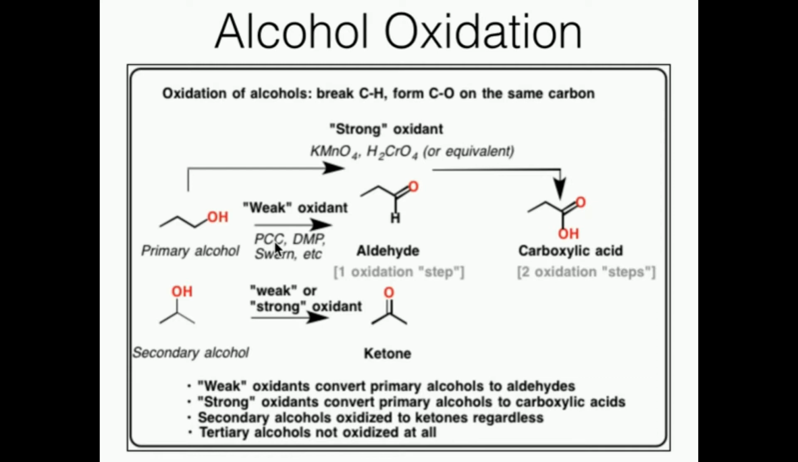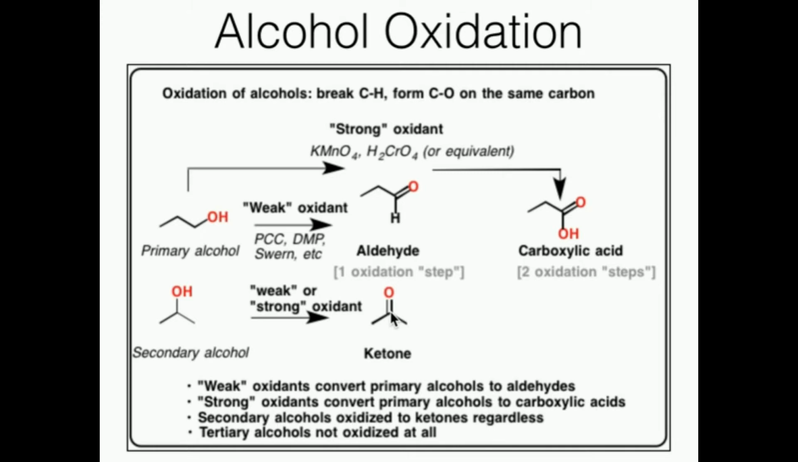Weak oxidants, no matter whether you're dealing with a primary or secondary alcohol, PCC and other weak oxidants will always turn this carbon-oxygen bond into a carbon-oxygen double bond. Notice if we start with a primary alcohol, this carbon-oxygen single bond, if we use a weak oxidant, gets converted into a carbon-oxygen double bond. In this case, because it was a primary alcohol, it becomes an aldehyde. If we start with a secondary alcohol, we take a weak oxidant, and it converts this carbon-oxygen single bond into a carbon-oxygen double bond.